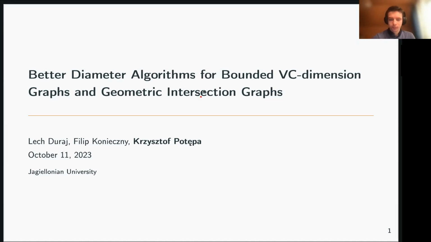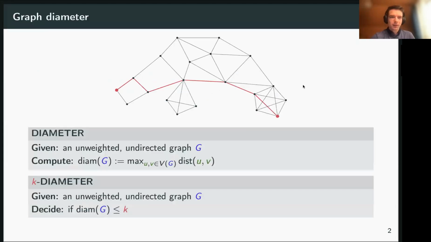So let's start with the definition of graph diameter. In our setting, we will consider only unweighted and undirected graphs, so the simplest possible setting. Each edge has weight 1 and they are not directed. And the diameter of the graph G is the maximum distance between a pair of vertices in the graph.